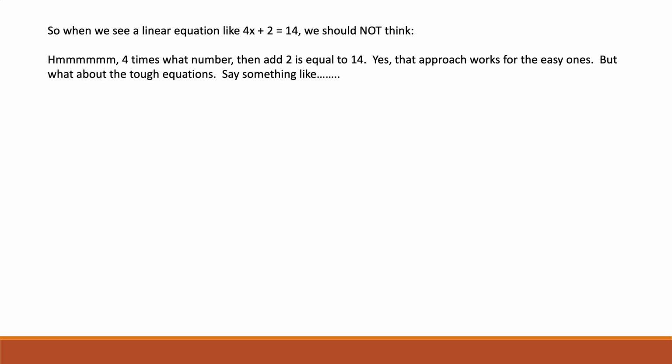Okay, now let's just do a little bit of equation review. So when we see a linear equation like 4x plus 2 is 14, we should not think to ourselves, 4 times what number? Then add 2 is equal to 14. Now, let's be clear, that approach does work for the easy ones. But what about the tough guys? Now, I'm really good with fractions, decimals, off the top of my head, complex numbers, I can do them all. I can't do that, all right? There's no way. So I strongly believe that it's highly unlikely that you can look at that and get that correct too. So what we need is a strategy or an algorithm.